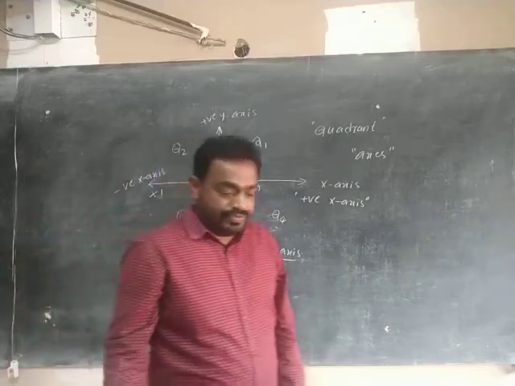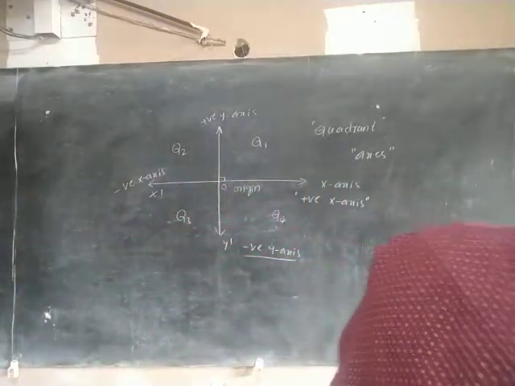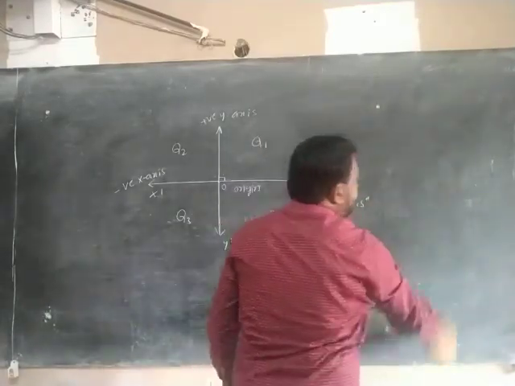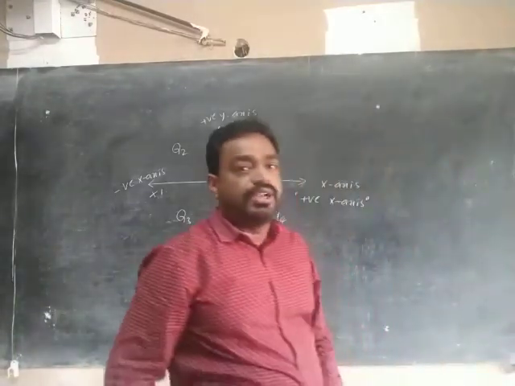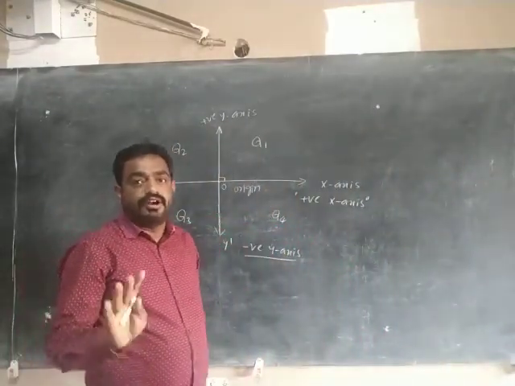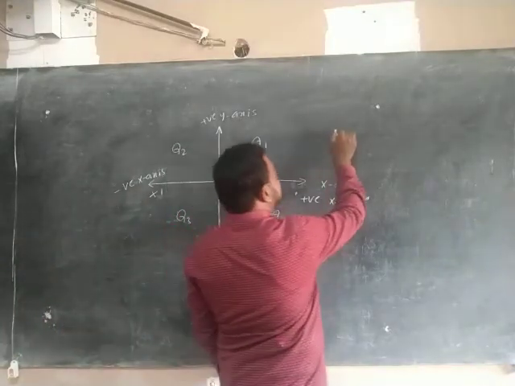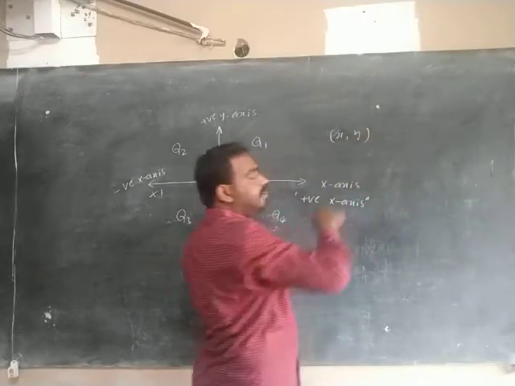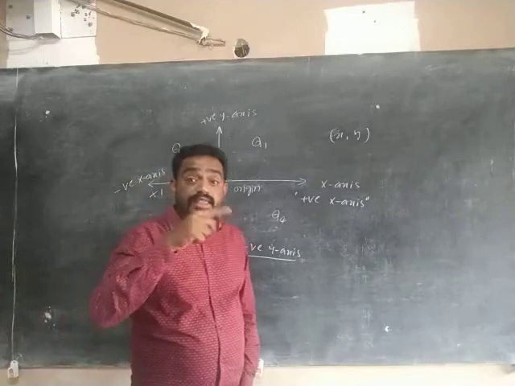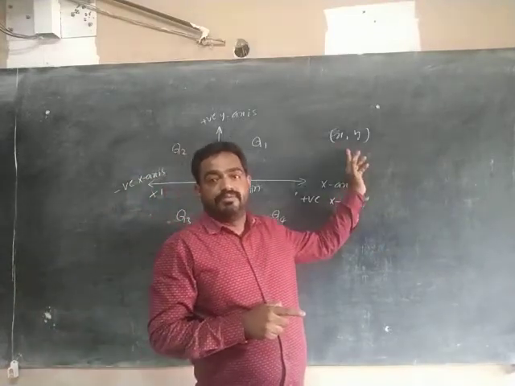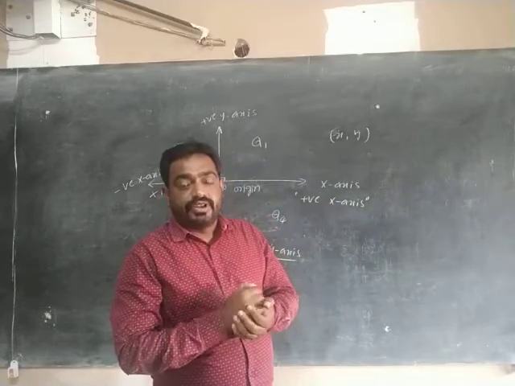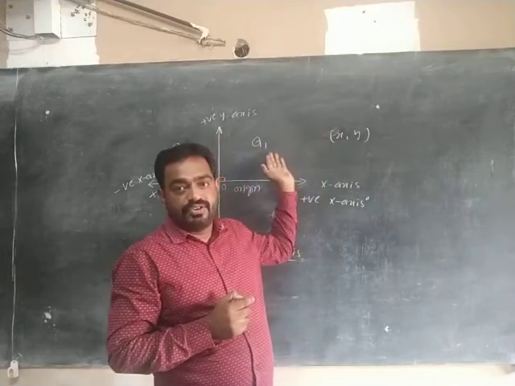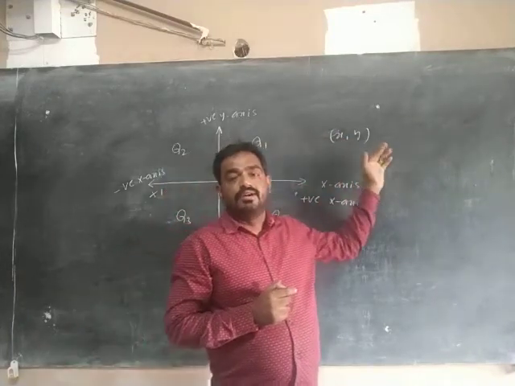Now next, let us see the point. How are we representing a point in the plane? If you take an ordered pair in the plane, then it is called a point. What is the definition of a point? If an ordered pair is taken in the plane, then it is called a point.